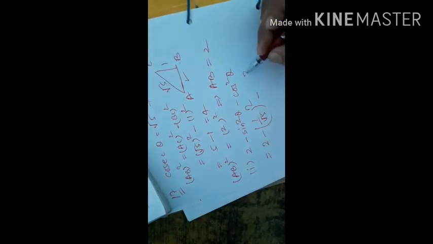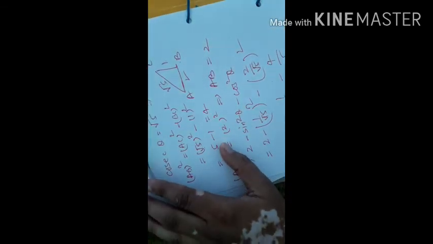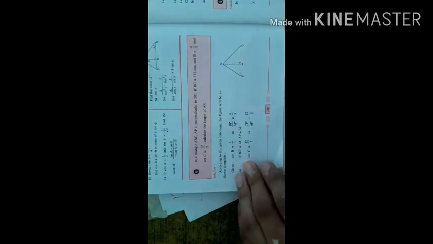Minus cos square theta, that means 2 upon root 5 whole square. 2 minus 1 upon 5 minus 4 upon 5. So now take 5 as LCM here. So this will be 5 minus 1 minus 4. So 5 minus 5, that means 0 upon 5, that means 0. So the answer of the first part is 0. 17th question.